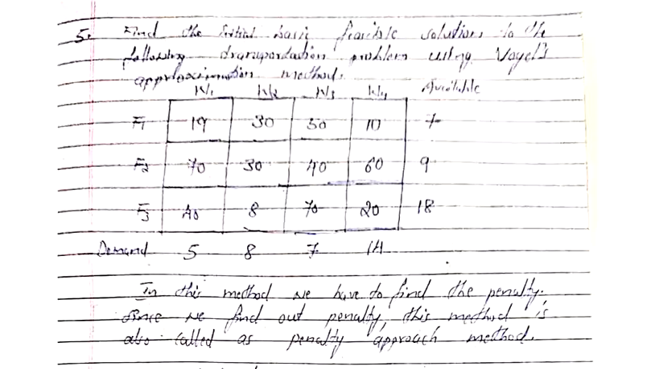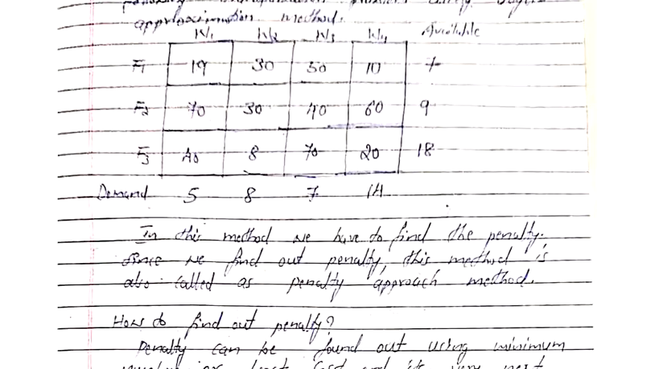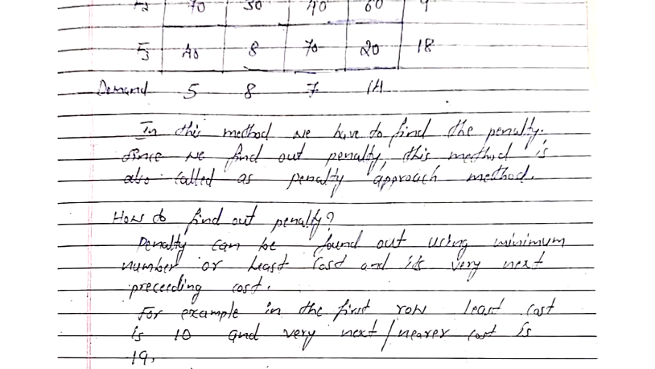This Vogel's approximation method is slightly different from all the 4 methods we have discussed. In this method we are going to find out the penalty, in the sense the difference between two numbers in a particular row and in a particular column. Since we find out the penalty, this method is also called the penalty approach method. So how to find out the penalty? Let us find out how we can find the penalties in the rows and the columns.